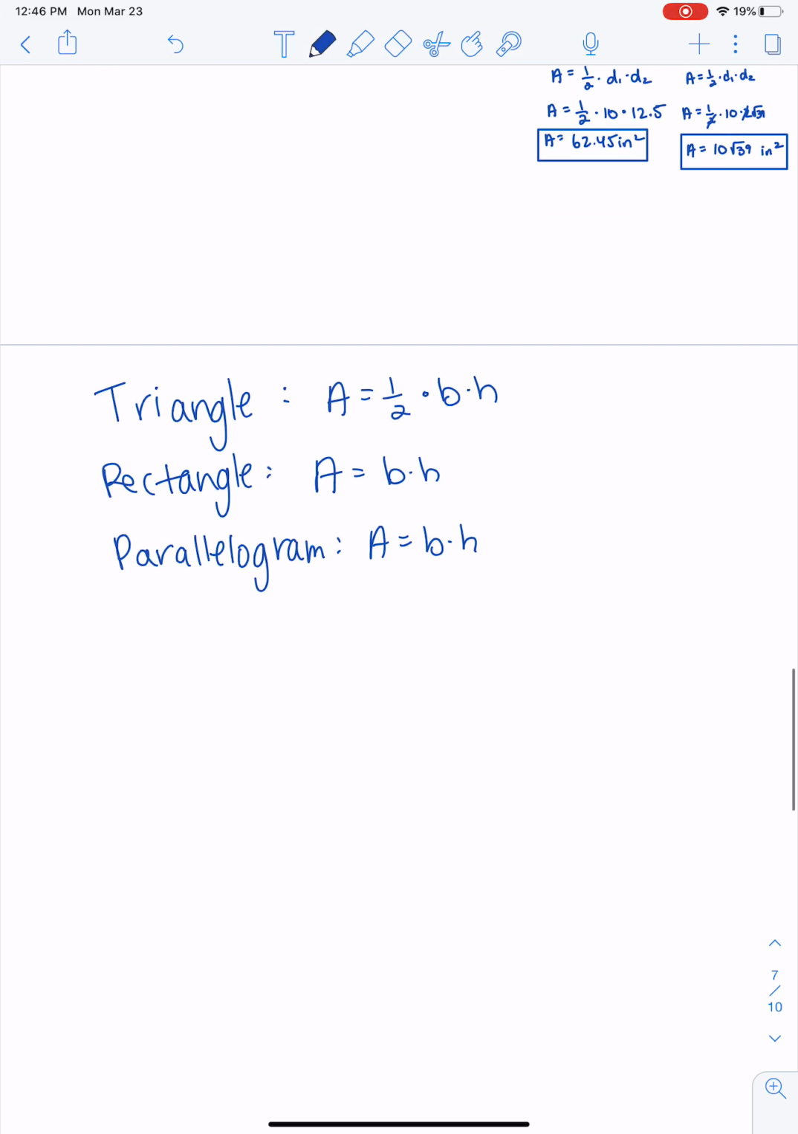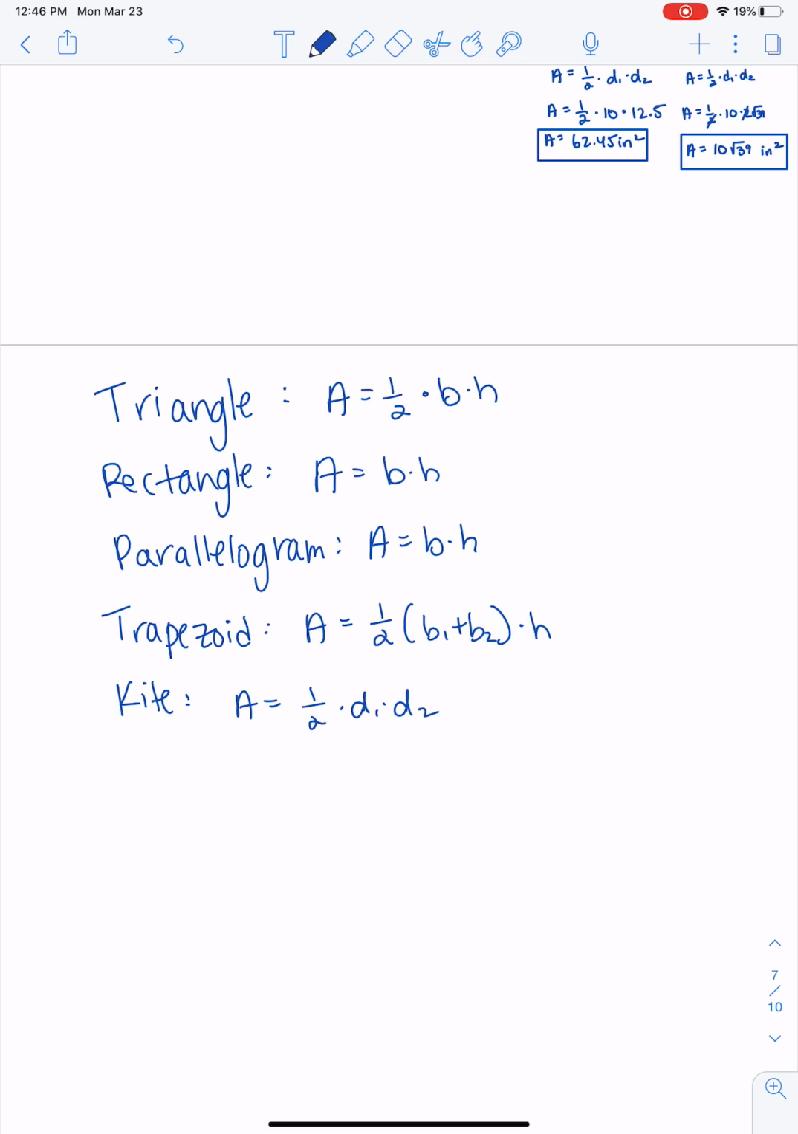The ones we did today was a trapezoid, which the area was 1/2 times base 1 plus base 2 in parentheses times the height. We did a kite, which the area was 1/2 times diagonal 1 times diagonal 2, and we did a rhombus, which the area is also 1/2 times diagonal 1 times diagonal 2.